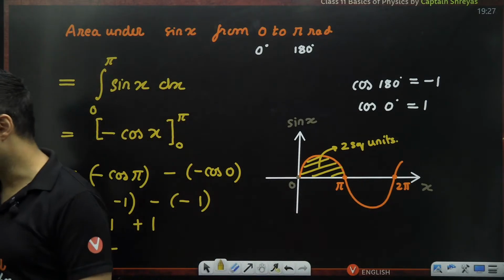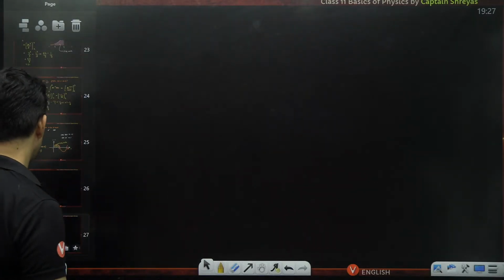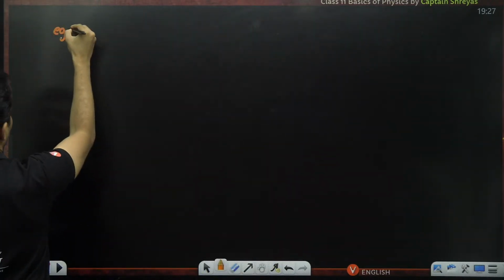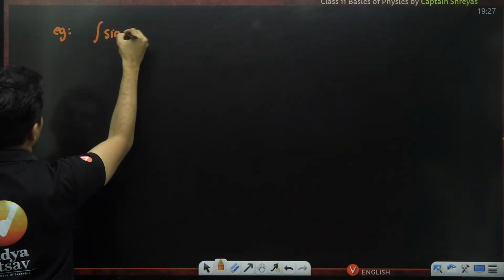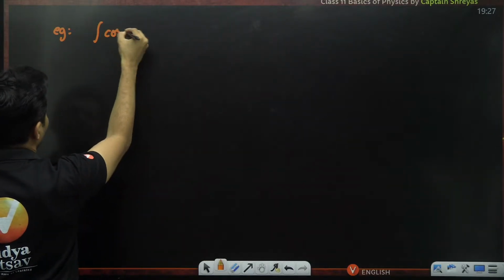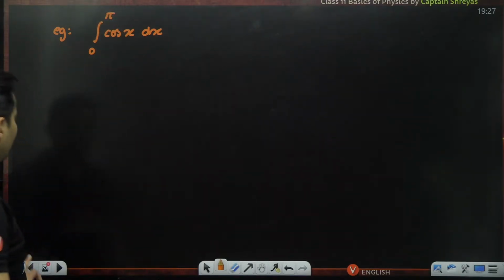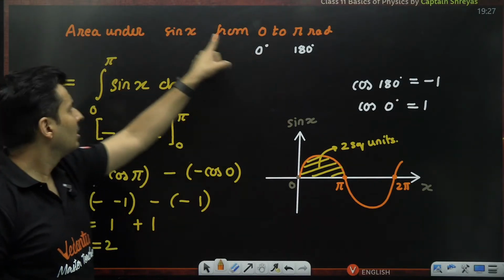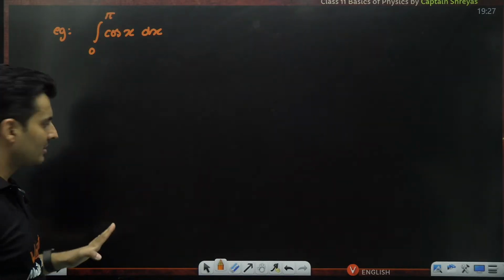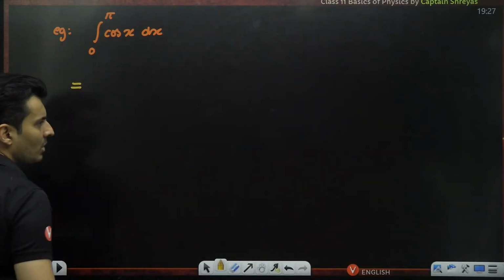2 square units. Cool. Now, let me play around with this. Imagine, I tell you, can you find integration of cos of x dx, 0 to pi? Same question, but the function has been changed. Instead of sine, I have made it cos. Now, obviously, you can do it properly.